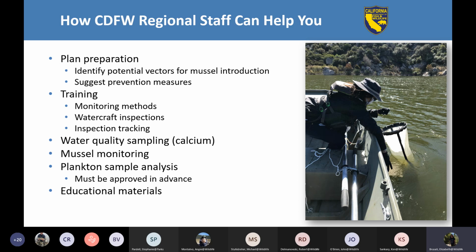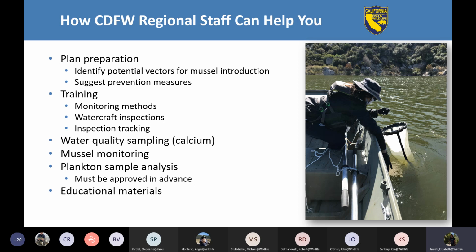They can also provide training on the monitoring methods, on watercraft inspections, on how to track your inspection data. They can help you with advice on water quality sampling, especially the calcium sampling. Our staff may have data for your water body because we have collected data in some locations around the state. So you can talk to the regional scientists and see if any data is already available. They can help you with information on mussel monitoring, training on how to do that, as I said.